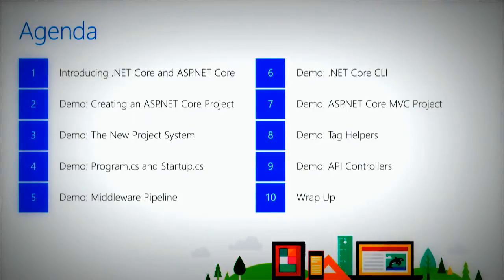Real quickly, our basic agenda, we're going to start just by kind of leveling the playing field by giving a quick introduction to .NET Core and ASP.NET Core. Then we're going to jump into some demos. We're going to create a project using Visual Studio 2017. We're going to take a look at the new CSproj project system. And then we're going to take a quick look at the underpinnings of an ASP.NET Core application, program.cs, startup.cs, before we move on to looking at the middleware pipeline, a little bit of .NET Core CLI, just to show you what that experience is like outside of Visual Studio. Then we'll create an MVC project, and time permitting, we'll look at a quick demo of tag helpers and API controllers.